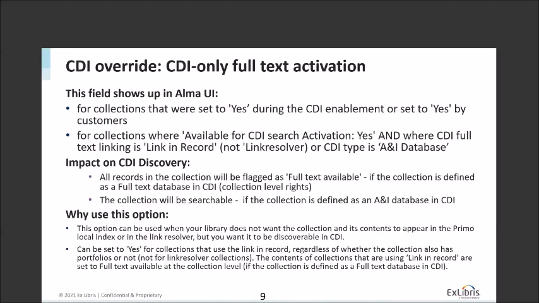So this particular CDI override, why would you want to use it? You haven't activated the collection in Alma, but you still want it to show up as full text available in CDI. When can you use this option? We see that customers want to use it when the library does not want the collection and its content to appear, for example, in the local index or in the link resolver, but they do want to have it discoverable in CDI.